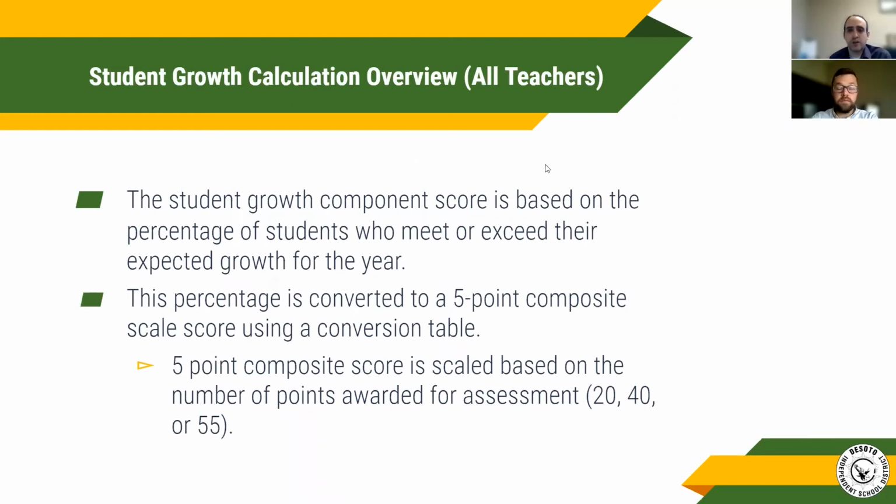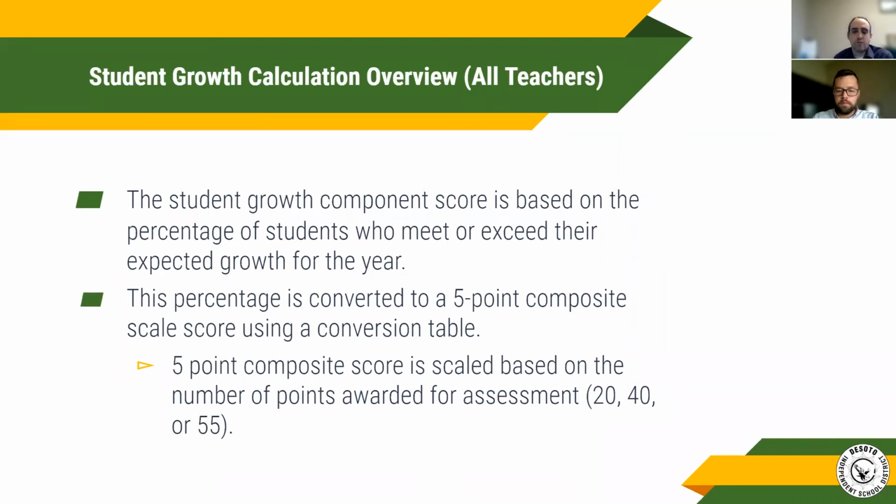So for student growth, this also applies to all teachers. And here we're going to be looking at the percentage of your students that either met or exceeded their growth target on the assessments that apply to you. So that might be MAP or STAAR or both. But if a kid met or exceeded their growth target, they'll be counted as a yes. And once again, we have a conversion table that tells us if you are anywhere between 0% of your students up to 100% of your students, that gets converted over to a 5-point scale.